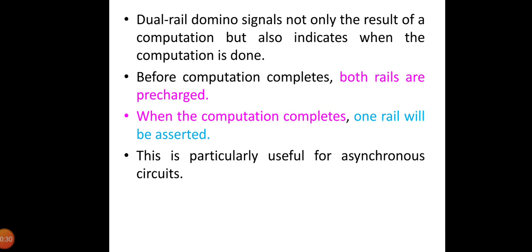Dual rail domino signals not only the result of a computation but also indicates when the computation is done. Before computation completes, both rails are pre-charged. When the computation completes, one rail will be asserted, and this is particularly useful for asynchronous circuits.